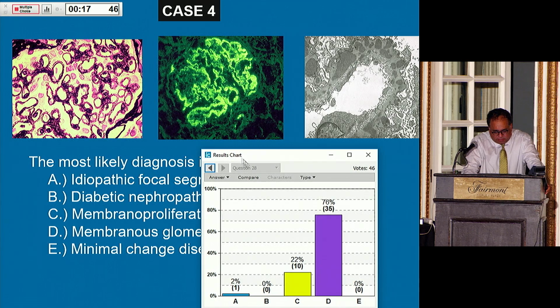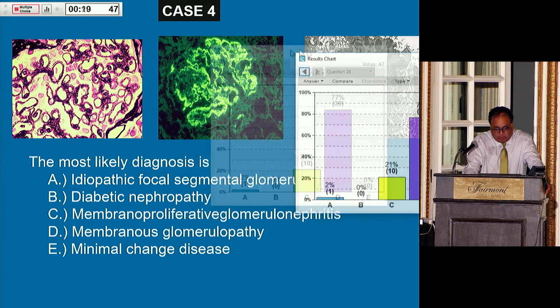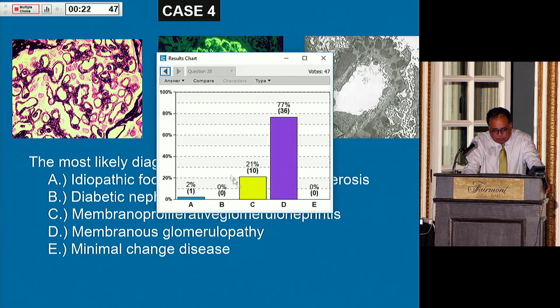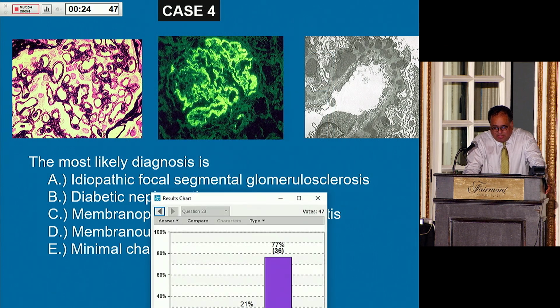So most people got membranous glomerulopathy. There were a few that thought this was membranoproliferative. I think everyone basically got the fact that there are these intramembranous immune complex deposits on EM, right? You all see them? Even from a distance, you see it. You see this ribbon-like appearance, which is like a granular ribbon-like appearance, typical of someone with membranous.